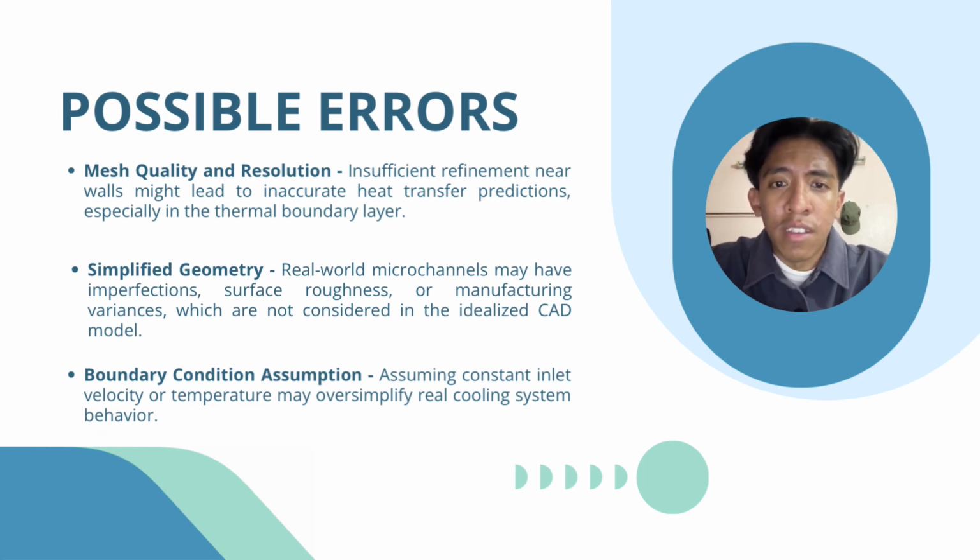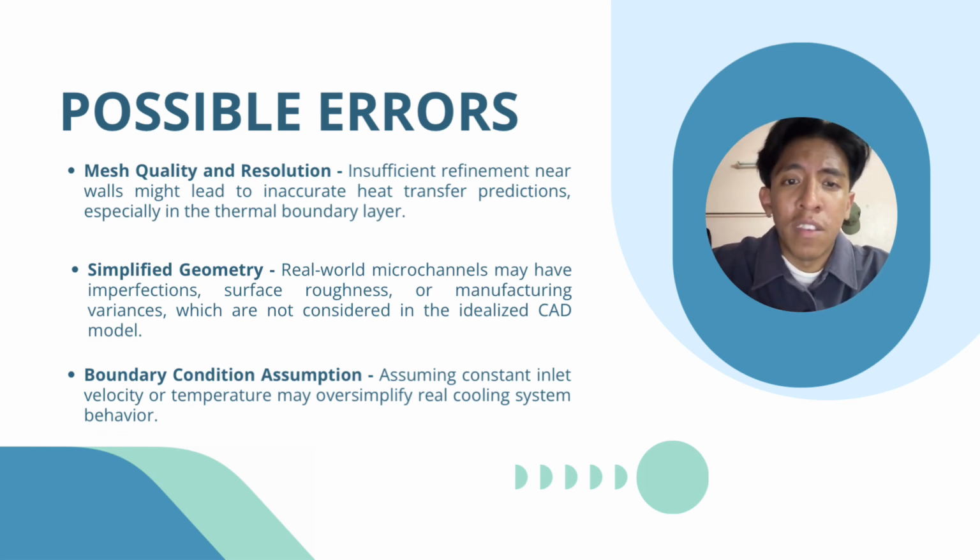And next, our error is the simplified geometry. The geometry used in our CFD model is idealized. In practice, microchannels may have rough surfaces, manufacturing defects, or rounded corners, all of which affect fluid flow and heat transfer. Our CFD models assume perfectly smooth and symmetric channels, which do not fully capture these real-world complexities. So this simplification might lead to underestimation of pressure drop or overestimation of heat transfer efficiency in the actual application.